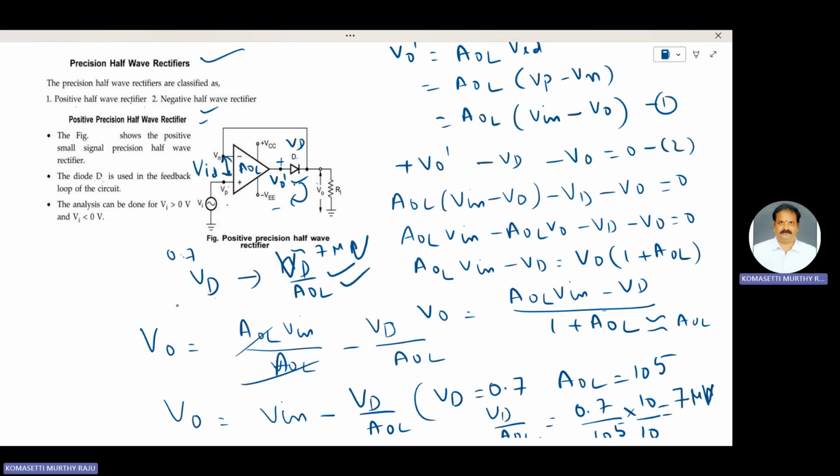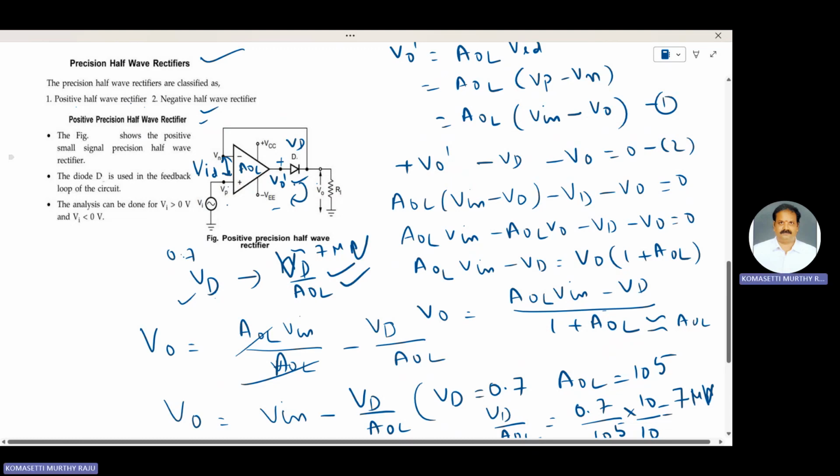In the conventional case, rectification is done only from 0.7 volts. The drawbacks of the conventional rectifier are eliminated by using these op-amp rectifiers. The diode D is in a closed loop.